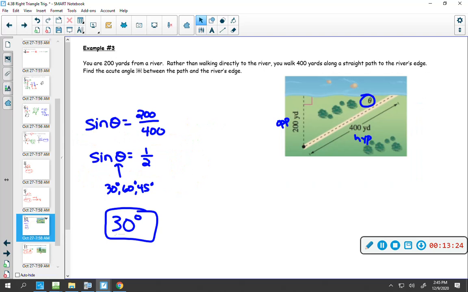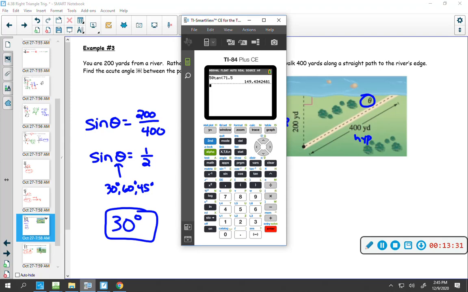If you're looking at this and you're like, gosh, I don't know which angle it is without the triangle, I can't picture it, here's a little shortcut on your calculator. To get the angle, hopefully you remember this from geometry. Hit second sine and then put in your fraction value, 0.5. You could do 1 divided by 2, and your calculator will also tell you 30 degrees, in case you need that.